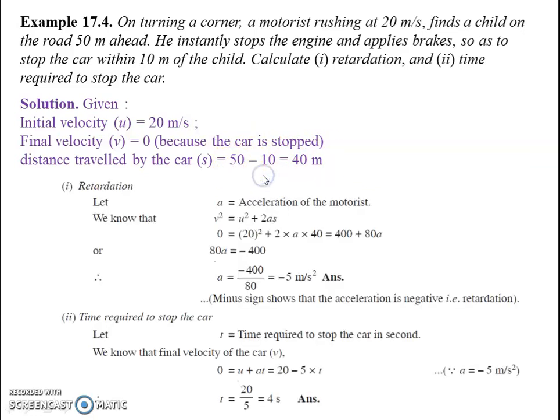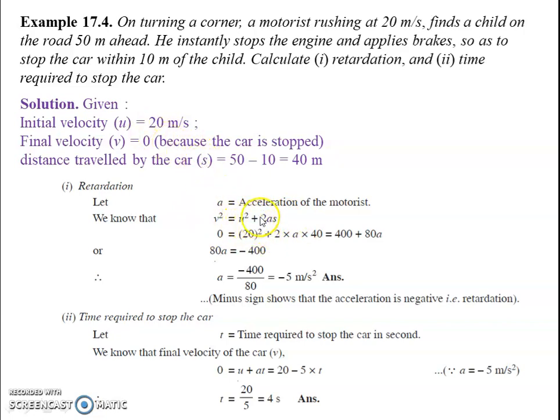Distance is given. So now we will see the retardation. Let a be the acceleration of the motorist. Then we have a formula for rectilinear motion or linear motion, that is v square minus u square is equal to 2as. In this case, minus u square, I will take it to the right side, then the equation becomes v square is equal to u square plus 2as. Here u is given, s is given.